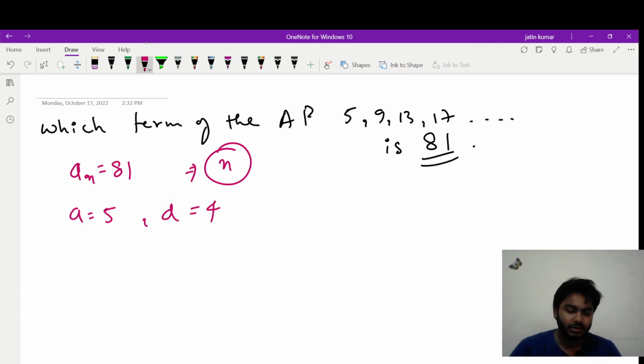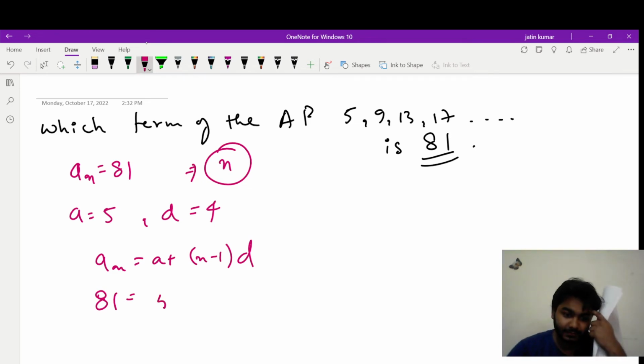Now put an is equal to a plus n minus 1 into d. Put the value of an as 81. You need to find the term only, n, the particular term on which 81 will occur. So a is 5, d is 4. Solve it. 81 minus 5 is what?